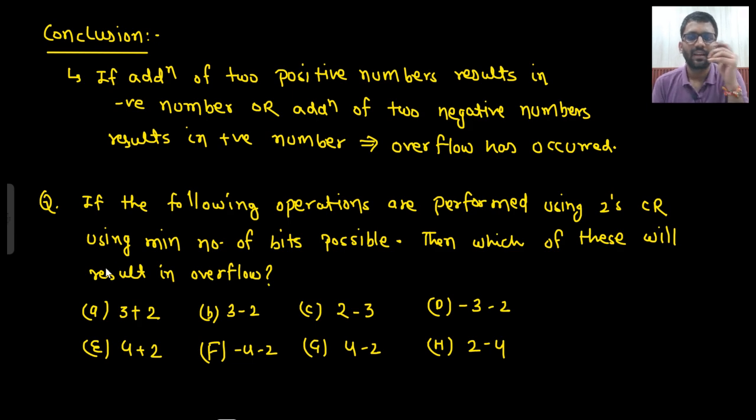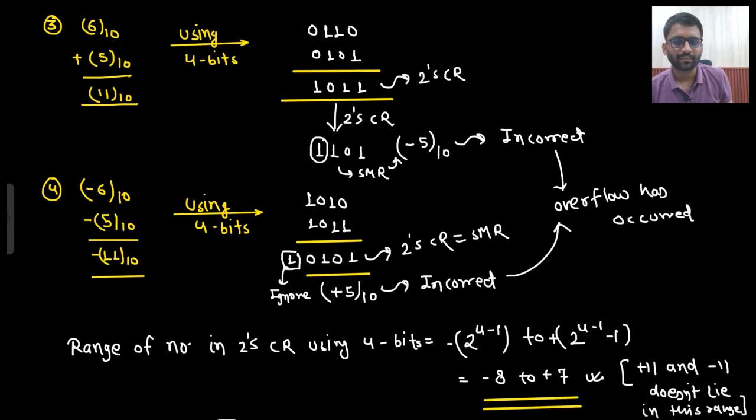So what is the conclusion? If addition of two positive numbers results in negative number, or addition of two negative numbers results in positive number, that means the overflow has occurred. Positive number result is negative, negative number result is positive, so overflow has occurred.